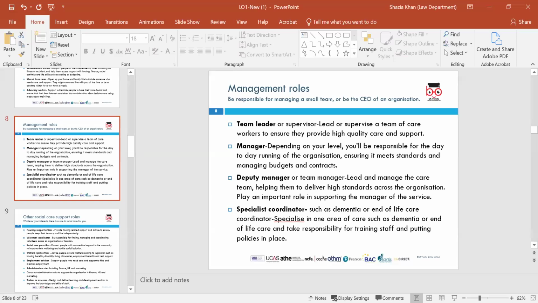Yes. And make sure they run smoothly. The organizations need to run smoothly. Management roles, so there's team leaders. So team leaders. Sorry, I was mute and I was speaking. Oh, it's okay. Don't worry.